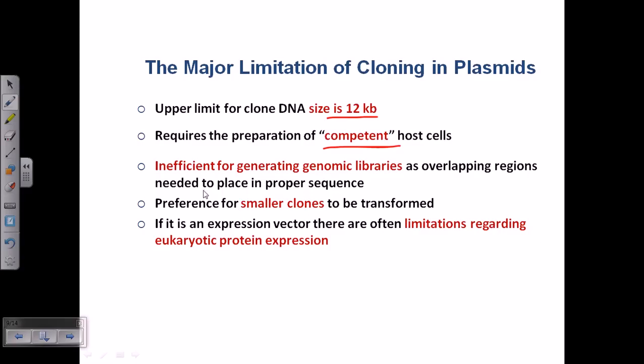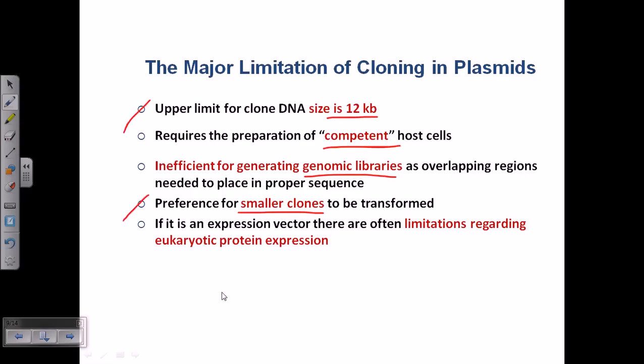Third thing is that it is inefficient for the generation of genomic libraries. Why? Because there are overlapping regions needed to be placed in proper sequence. So we must not usually use this kind of plasmids for making genomic libraries. And also for genomic libraries, there are crude extracts of genes, so plasmids are not a good choice for them. And obviously the preference is only for smaller clones. We cannot utilize them for large clones. So this is again the same type of thing in both cases.